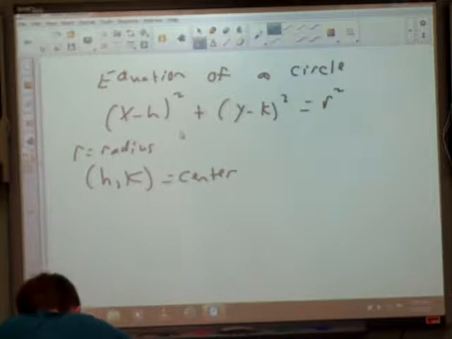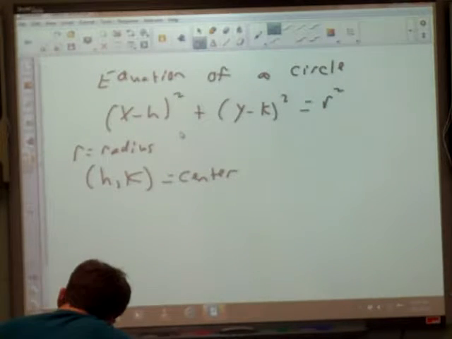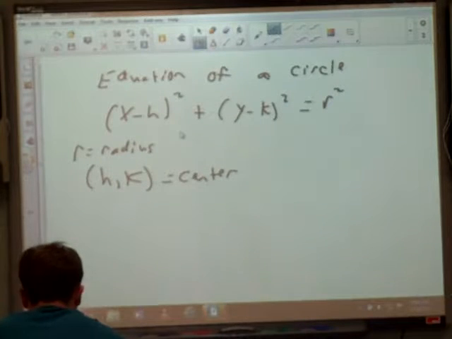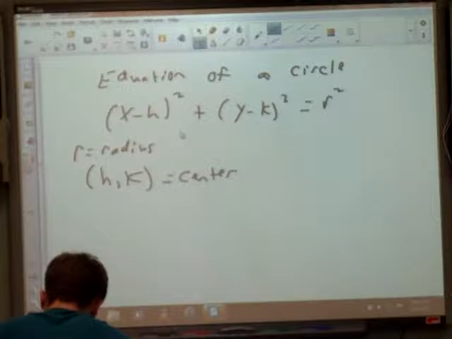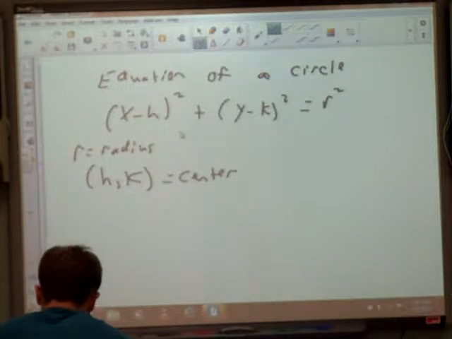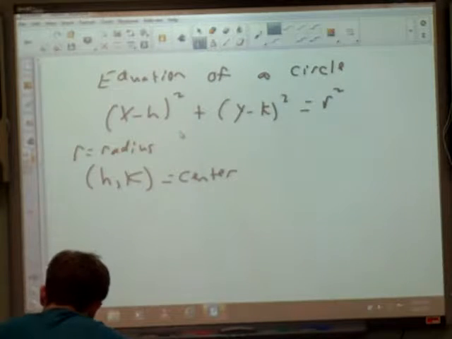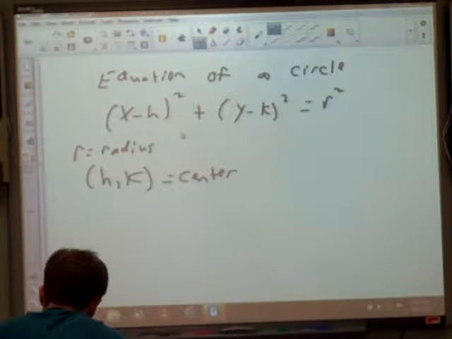Now, characteristics of a circle: all the points on the circumference of the circle are equidistant from the center. That's going to be important later in this unit when we have to identify just by looking at the equation whether it makes a circle or an ellipse. An ellipse is kind of like an oval type shape, and its points are not all equidistant. So that's going to play an important role in how we decide whether it's a circle or an ellipse.